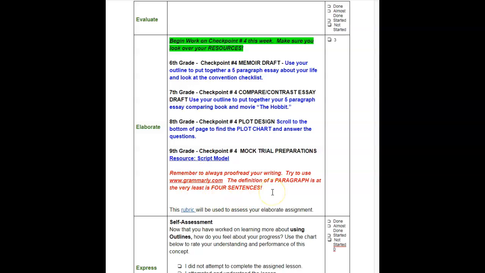Remember to always proofread your writing. Please don't waste your time by sending in work that has not been proofread, because it's going to get sent right back to you and you'll have to do it again. Instead, save yourself the grief. Run it through Grammarly.com. I really like this site. It's very easy to use. All you have to do is copy and paste, and it finds the mistakes for you. And please remember that the definition of a paragraph is at the very least 4 sentences. Now, it can be more, but if it's less than 4, it's not really a paragraph at all.